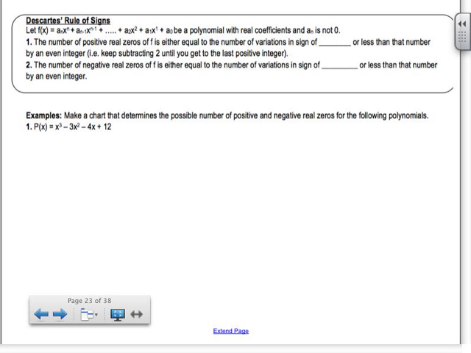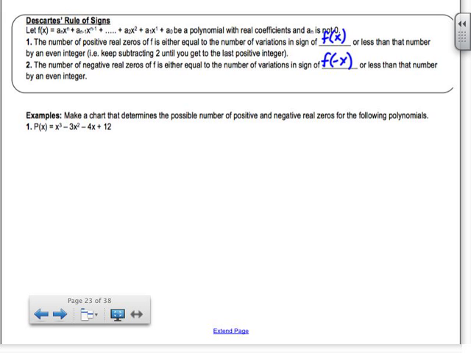So basically, let's suppose you have a polynomial. The number of positive real zeros of f is either equal to the number of variations in signs of f of x or less than that by an even integer. The number of negative real zeros is either equal to the number of variations of sign in f of negative x or less than that by an even integer. So like I said, you guys have no idea what this means right now. That's okay.